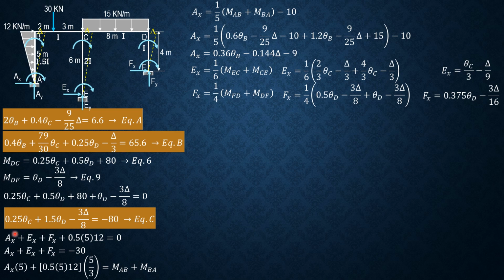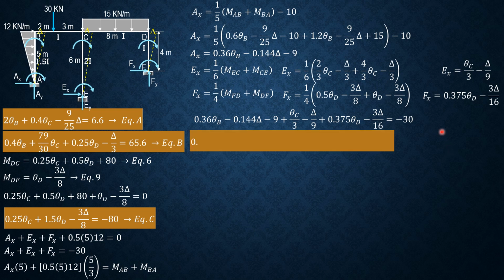So substitute into this equation here. So we have 0.36 theta B minus 0.144 delta minus 9 plus theta C over 3 minus delta over 9 plus 0.375 theta D minus 3 delta over 16 equals negative 30. So combining like terms, simplifying, setting up equation D: 0.36 theta B plus theta C over 3 plus 0.375 theta D minus 7967 over 18,000 delta equals negative 21.